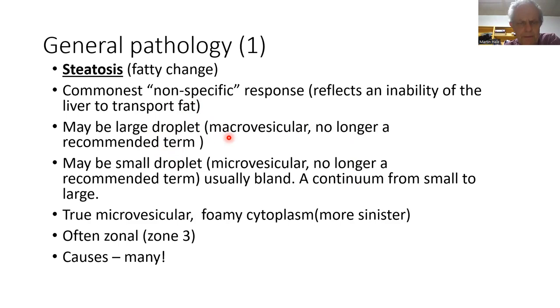Now, some of you will remember that in the old days, we called this macrovesicular steatosis and microvesicular steatosis. And those two terms should no longer be used, because of the confusion that surrounds microvesicular steatosis. Typically in the old days, microvesicular steatosis formed two distinct groups. One group, for example, was the initiation of fatty liver disease, such as alcohol. And then eventually those small droplets coalesced to form large droplets, which we called macrovesicular.